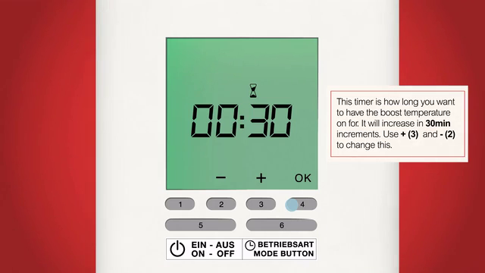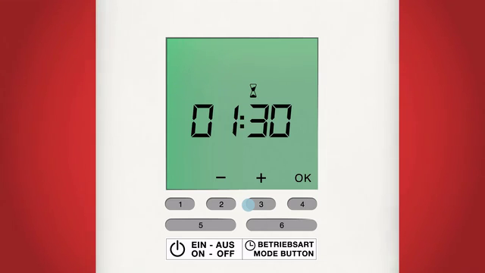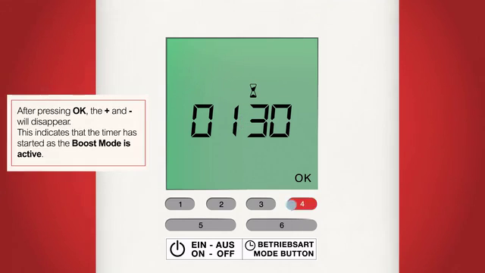The temperature will now change to a digital timer with 30 minutes on. Using the plus and minus buttons again, buttons 2 and 3, we can increase this in 30-minute increments to how long you want to boost to. So I set the temperature to 23 degrees for 1.5 hours. Now press OK, button 4. After pressing OK, the plus and minus buttons will disappear. We can leave the radiator on this setting until the timer runs down.